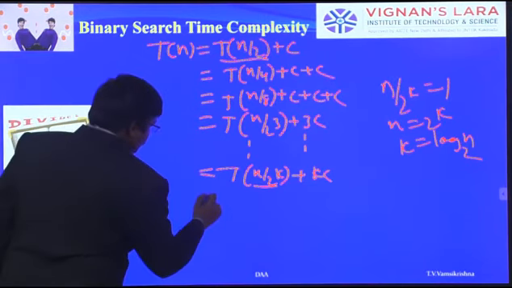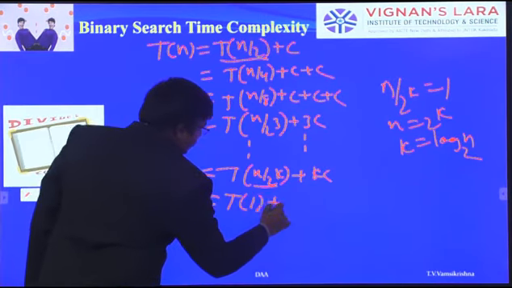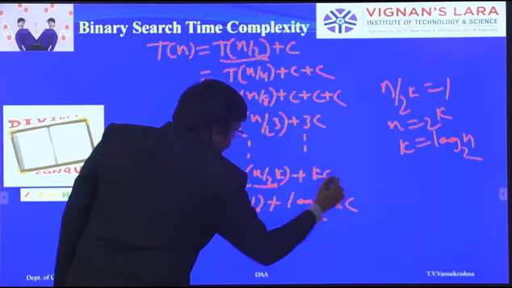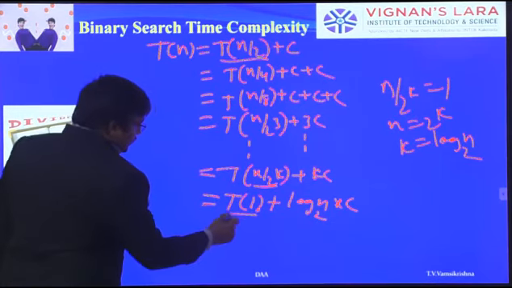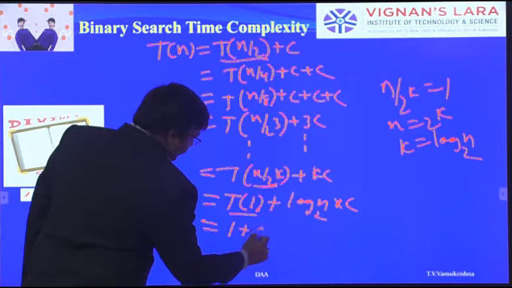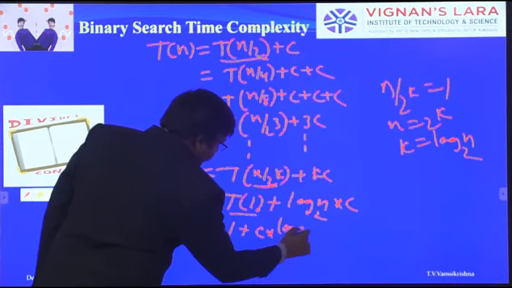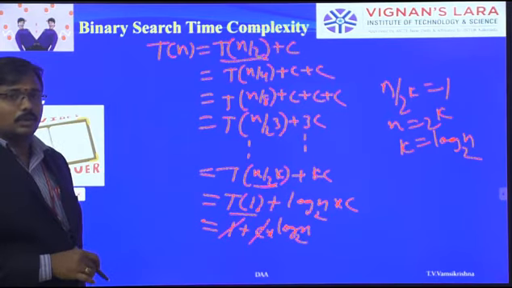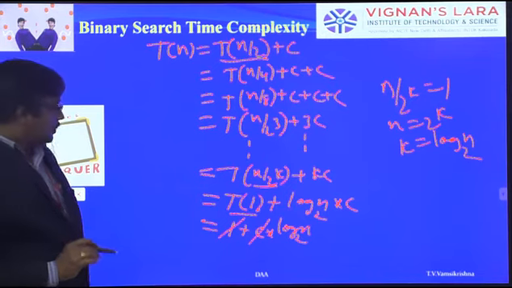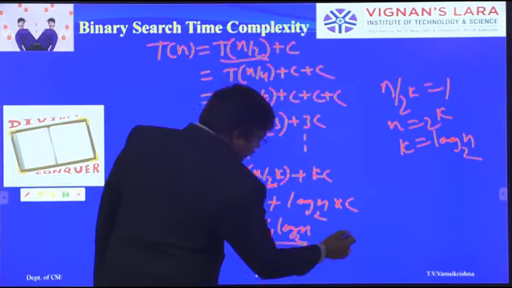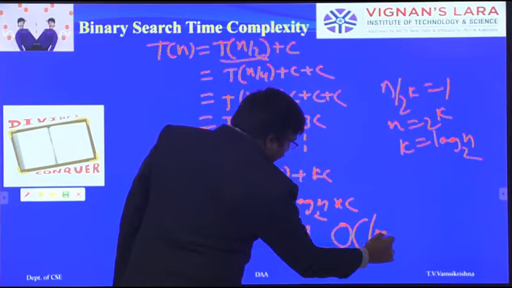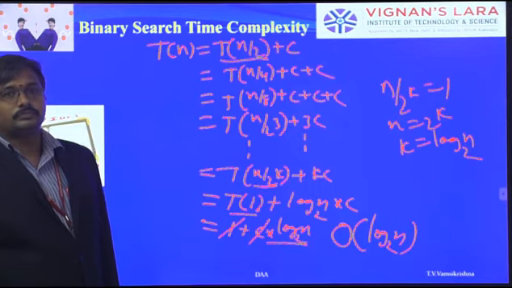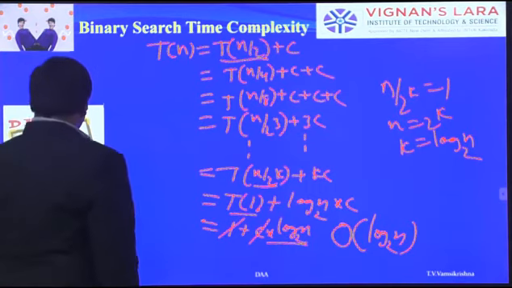The same thing here I am substituting. So T of 1 plus kC, where the k value is log n base 2, into C. So this value is 1. So 1 plus C into log n base 2. C is constant, 1 is constant. So definitely the value depends on this one only. That's why the time complexity of binary search is big O of log n base 2.